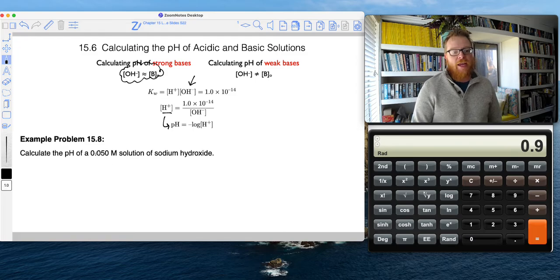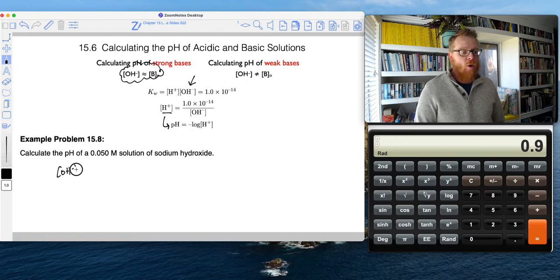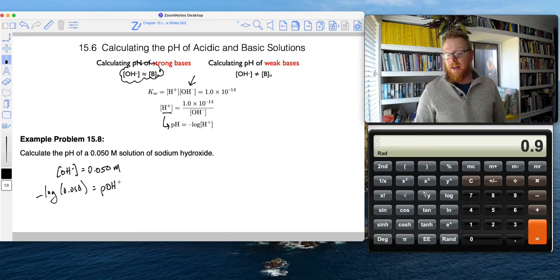Calculate the pH of a 0.05 molar solution of sodium hydroxide. All right. Well, we know that the OH minus, automatically, I'm just going to write that that's 0.05 molar, right? Directly, just from this relationship right here. Okay. So now, there's a couple different ways I can do this, and I'm going to demonstrate all of them. So if I were to take the negative log of that 0.05 molar, that's going to give me the pOH.